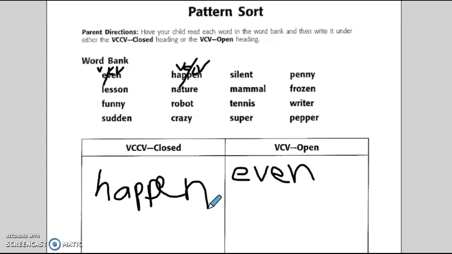Your assignment today is to continue on your own until you have marked the rest of these words and placed them in the correct side. When you're finished, make sure your word study packet goes in your reading folder.